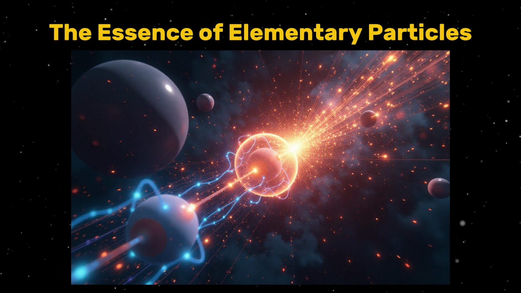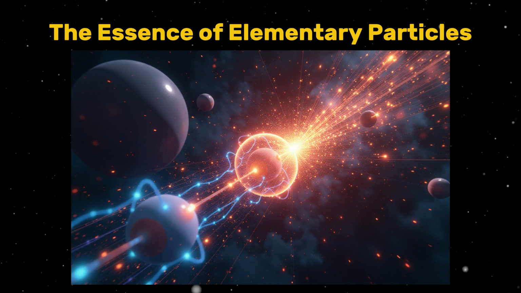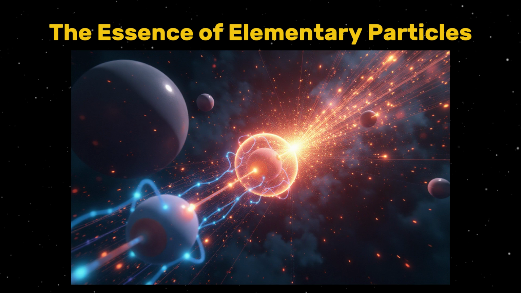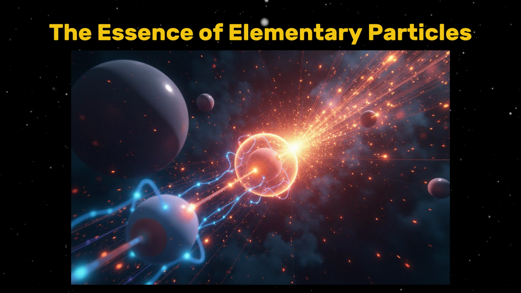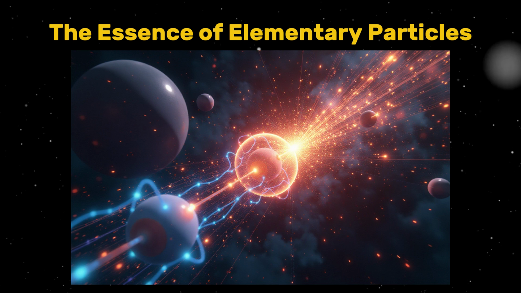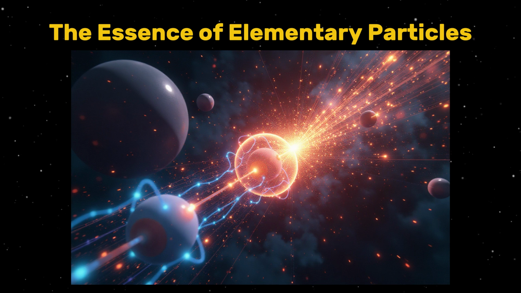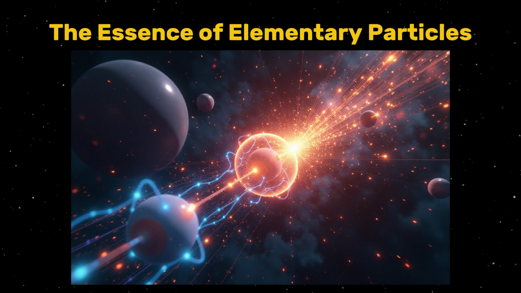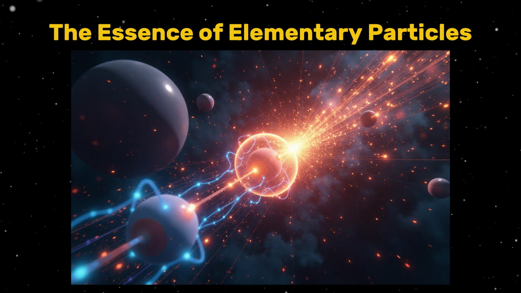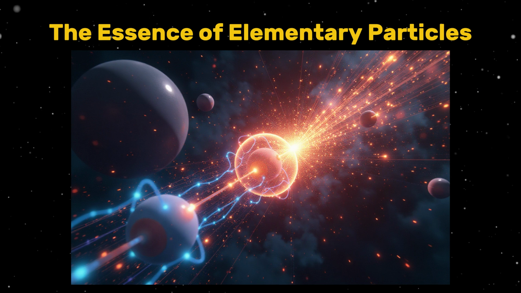Quarks are never found alone. They bind together to form composite particles like protons and neutrons. Electrons, in contrast, are stable and orbit atomic nuclei, playing a central role in chemical processes. Quarks are bound together by the strong nuclear force, conveyed by particles known as gluons. This force operates intensely over very short ranges, ensuring that quarks remain confined within hadrons like protons and neutrons.